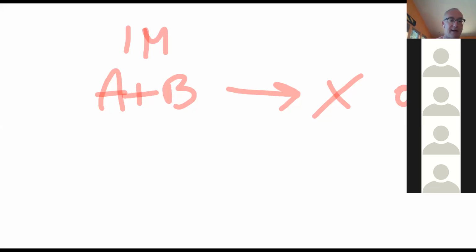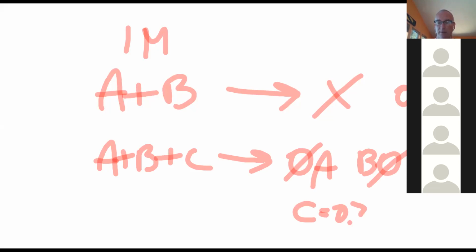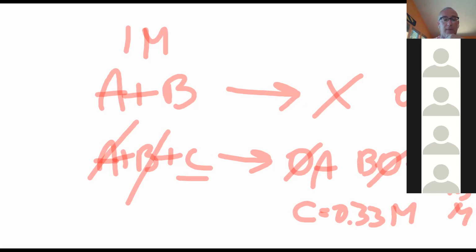So nothing happened. But let's say this time I added A plus B plus C, and I looked at the concentrations. Now my concentration of A is 0. My concentration of B is 0. My concentration of C is 0.33 molar, and my concentration of D is 0.33 molar. So what can I say happened? All of the A was consumed, all of the B was consumed, nothing happened to C, and then they made D.